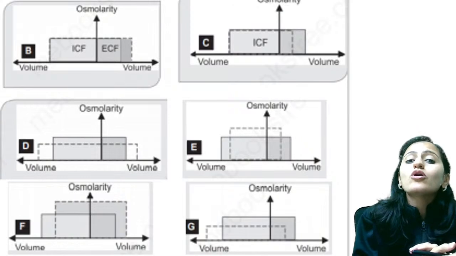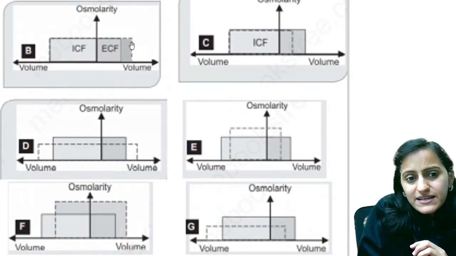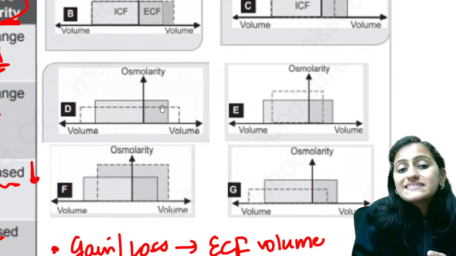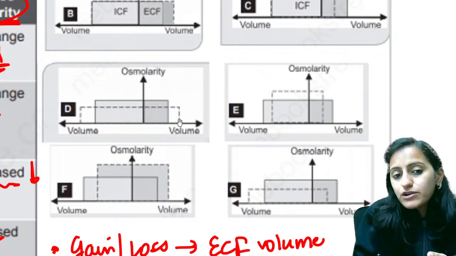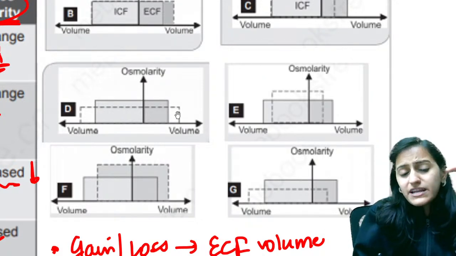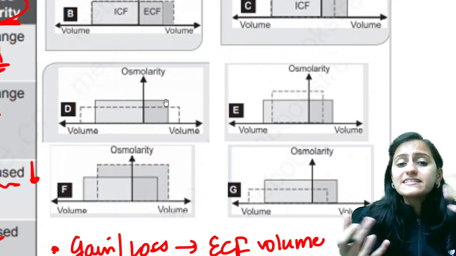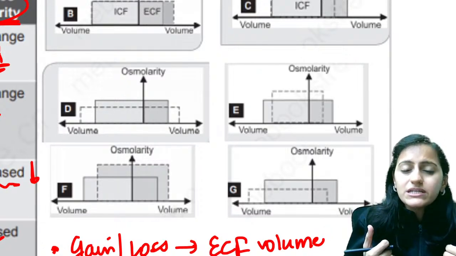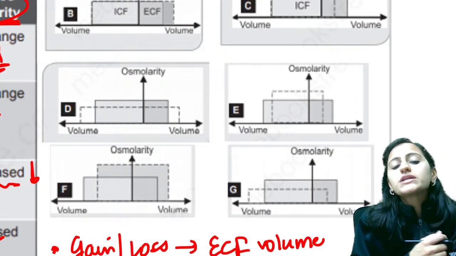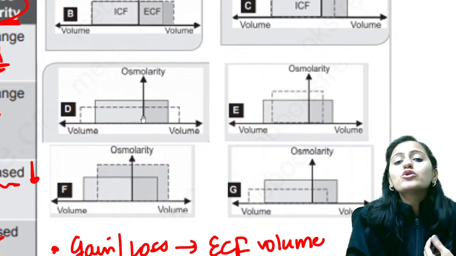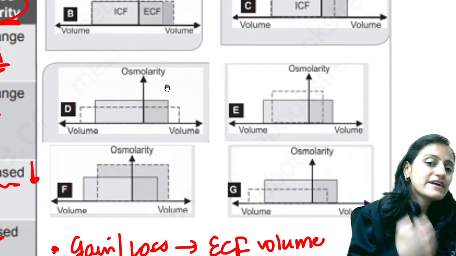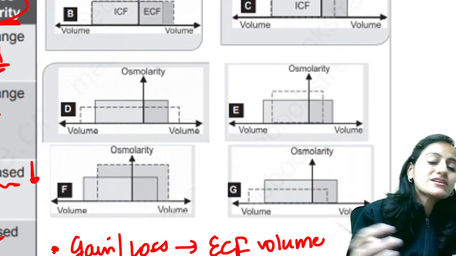Next, look at the osmolarity. If the osmolarity, the height is the same, it is your isotonic fluid. If your osmolarity is decreasing, this is gain of fluid, right? It is gain with the osmolarity decreasing. So what are we gaining? Are we gaining water or are we gaining salt? Osmolarity is decreasing. So we are gaining water. It is your gain of hypotonic fluid. Hypotonic fluid is water. When do we gain water? When we drink a lot of water or the water is not going out.